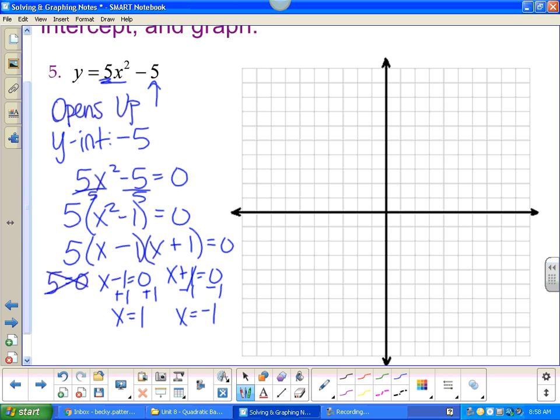So I have an x-intercept at 1 and an x-intercept at -1. I have a y-intercept at -5. Okay, so here's a question for you. Is this y-intercept also the vertex? Yes, because it's exactly in between the other 2 points. Oh, that's the worst parabola ever. There we go. Kind of looks like a reindeer. Okay, so it opens up, has x-intercepts at 1 and -1 and a y-intercept at -5. It's all symmetrical. All is good.